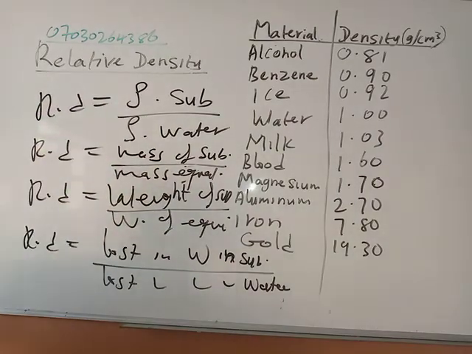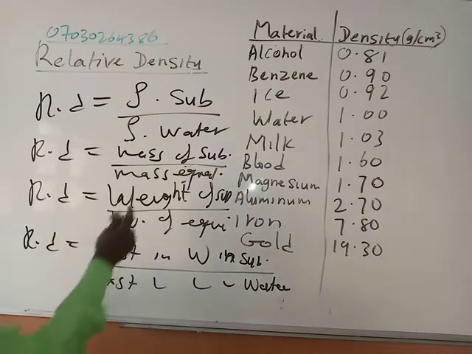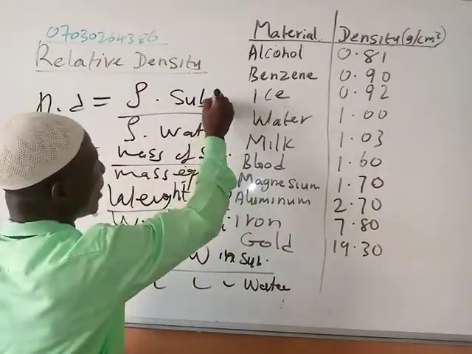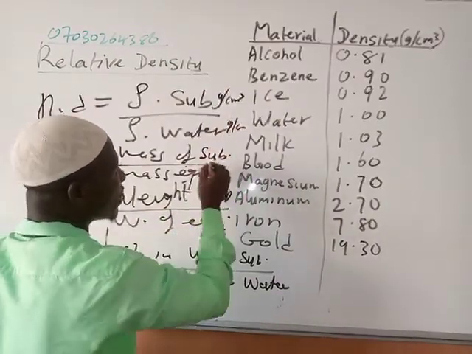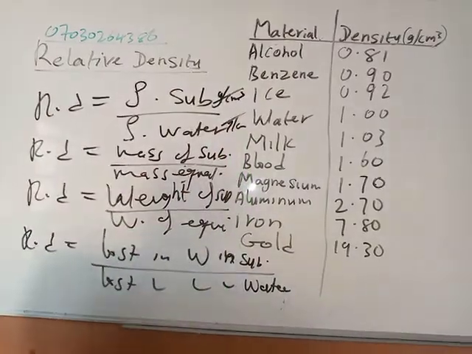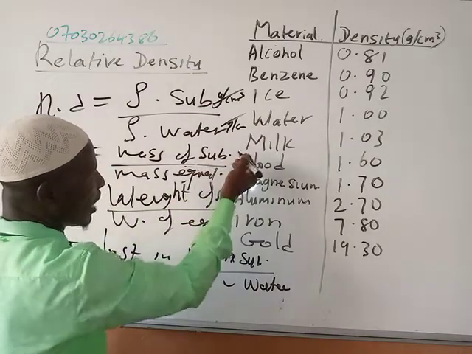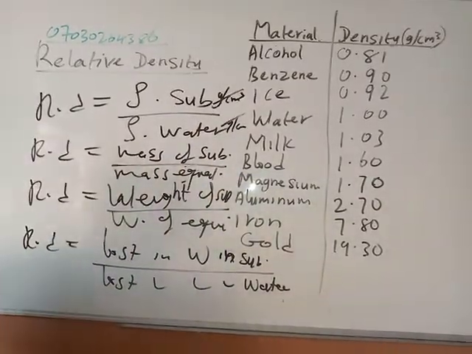Now let's see whether the relative density has a unit or not. Let's take this formula, for instance. If our density is in gram per centimeter cube, then in this place we are going to have gram per centimeter cube, and in this one we are going to have gram per centimeter cube. So this will cancel this, so relative density has no unit. And if you are taking this formula, this one will be in gram or kilogram, while this one also will be in gram or kilogram, which will cancel each other, which shows that relative density has no unit.